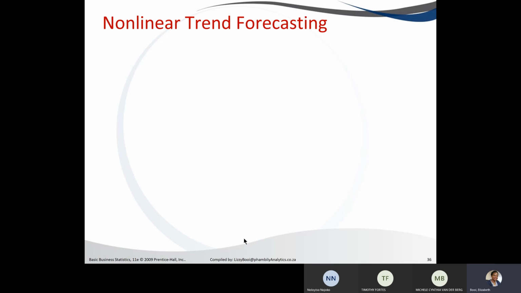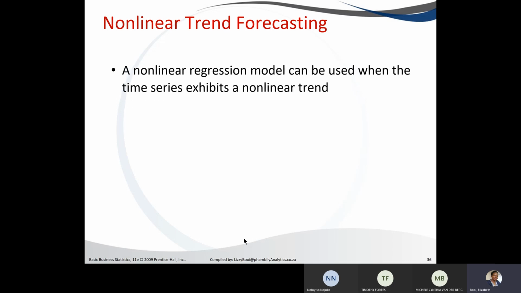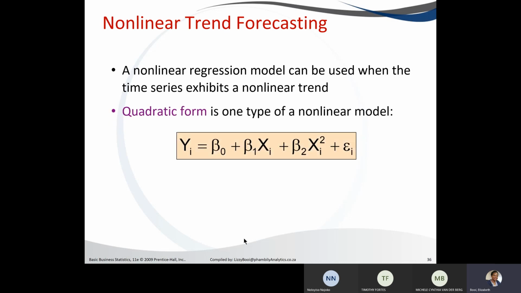Now let's look at nonlinear trends, which can be any of the other trends like exponential and so on. With the nonlinear model, it will show a nonlinear trend. So it might go haphazardly and it might be constant or something like that. And it can also be one of the quadratic forms that we have.